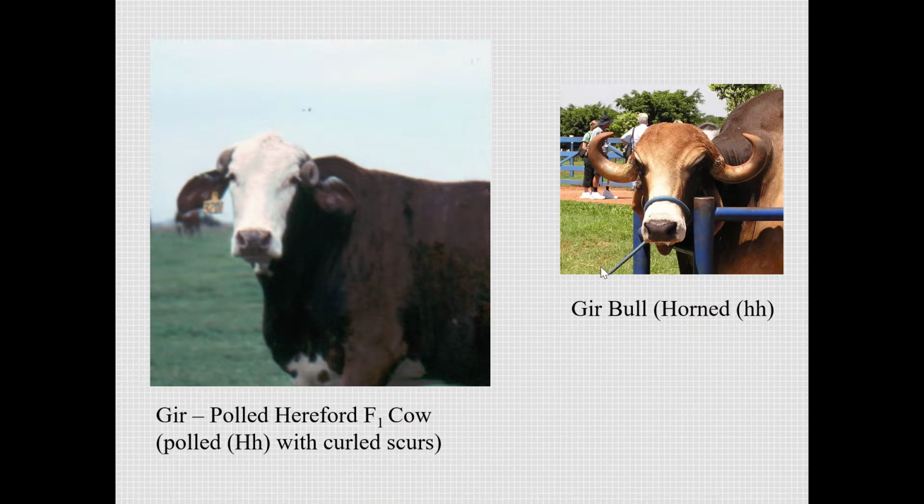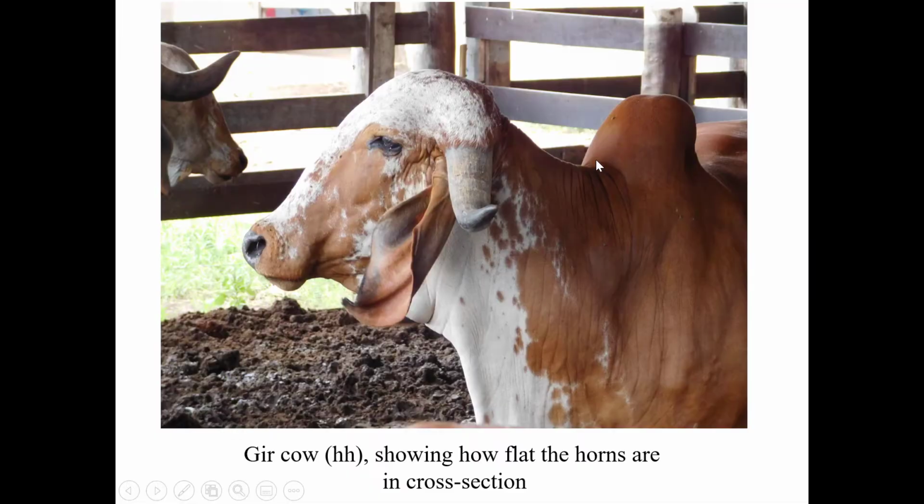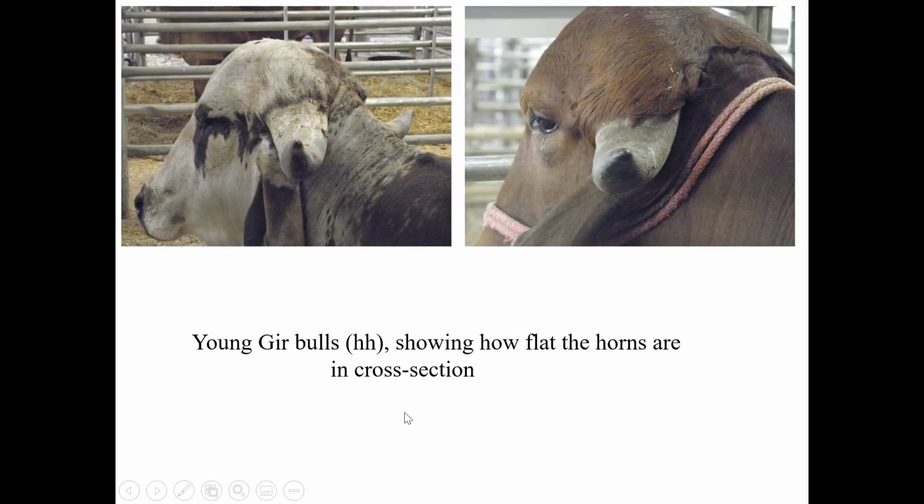And then next we'll look at Gir. So our Gir horns curl. So here we have a Gir Polled Hereford F1 cow. So we have the curled scurs for this one. And then on our bull, he's little h, so we just have the curled horns. And then also they're more curled, but they also have a flatter section. So this is showing this. And then here we have young Gir bulls, little h, again showing how flat the horns are.